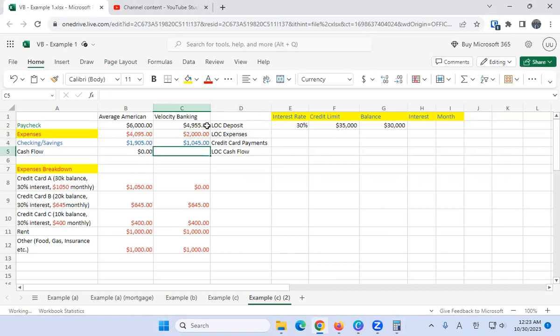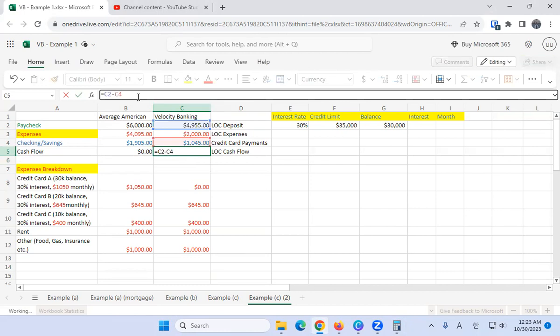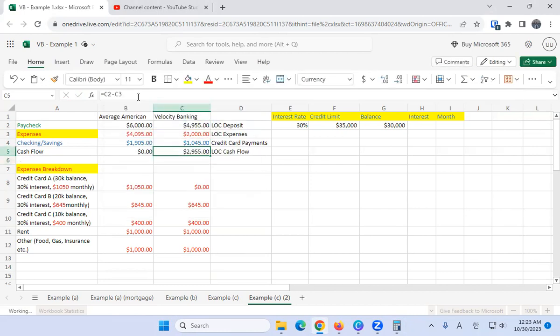And then our cash flow is going to be, what's our cash flow going to be? It's going to be C2 minus C4, right? And, oh, I'm sorry, no, I made a mistake. C2 minus C3. And so our cash flow is pretty good, 2955. That's a lot better than I thought it would be for some reason. All right. So now we're going to put this 4955 into the line of credit, take out our expenses, which is 2000, and then it should go down about 3000.